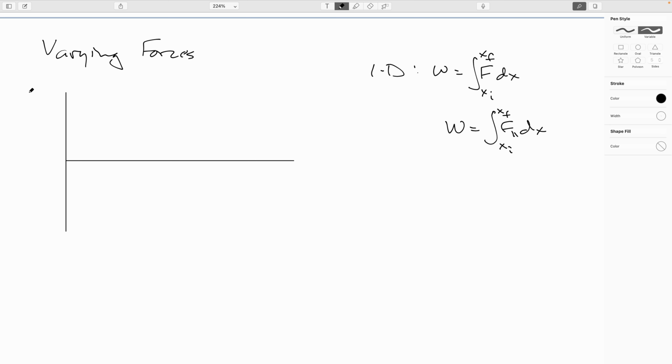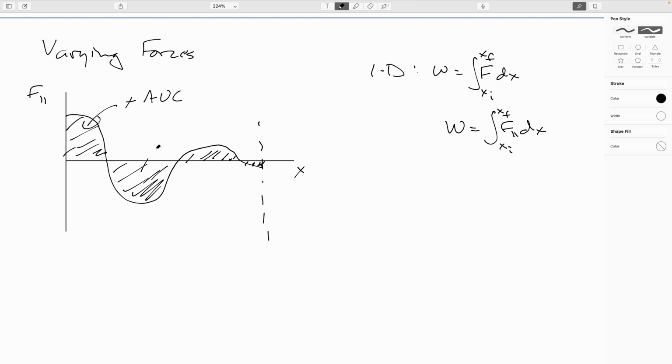All right, so then you can make a plot of F parallel against position, and then just whatever it looks like, say it's that, and we want to know the work done over the whole motion, you would find all these areas, the total area under the curve, like so. This would be a positive area under the curve. That would be a negative area under the curve. Positive, negative, like that. You add all that up, and the total work done will be the area under the curve from the beginning to the end of the motion.